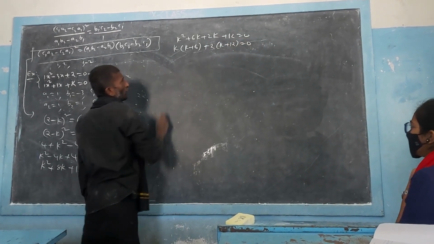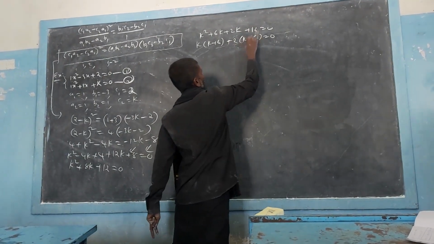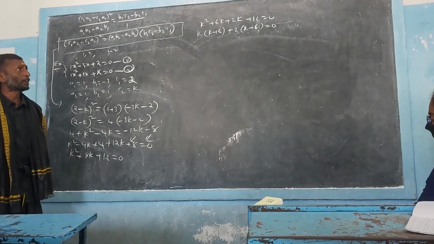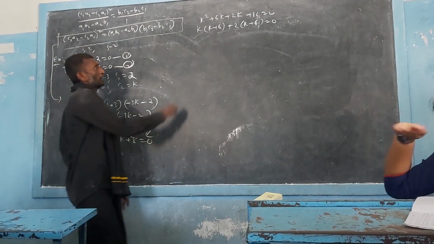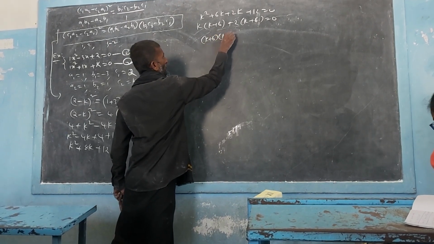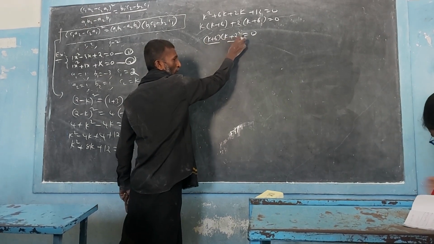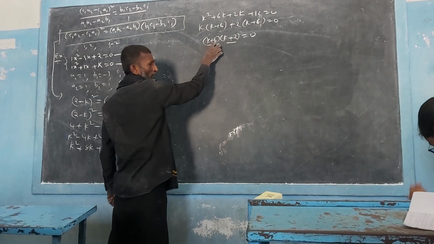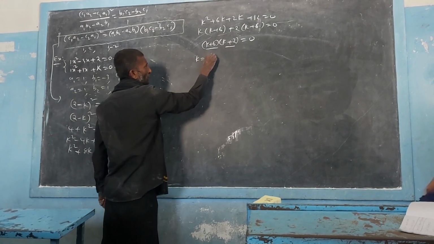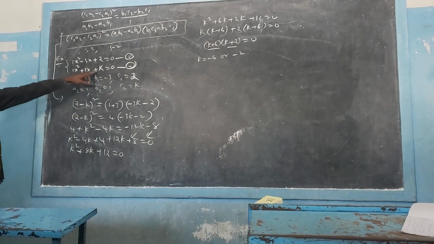Here, 2 into 6 is 12. Now, from both the terms we can take k plus 6 as common: k plus 6 into k plus 2 equals 0. Equating these linear factors separately to 0, we get either k plus 6 equals 0 or k plus 2 equals 0. Then we get k equals minus 6 or minus 2. So what are the possible values in the case of k?